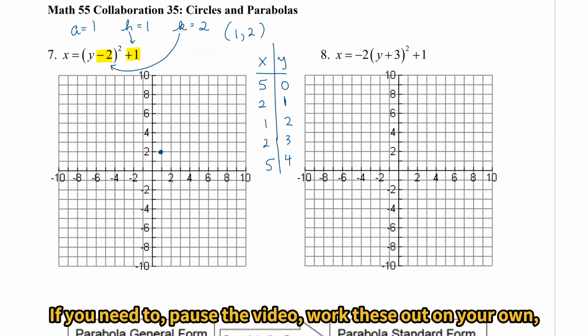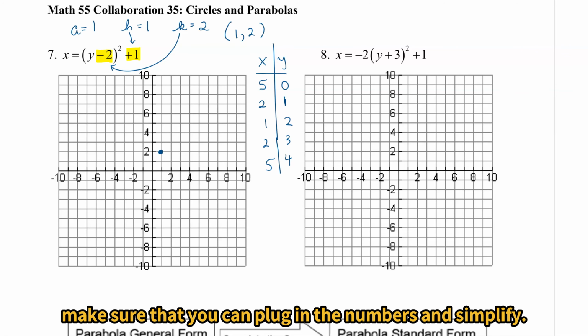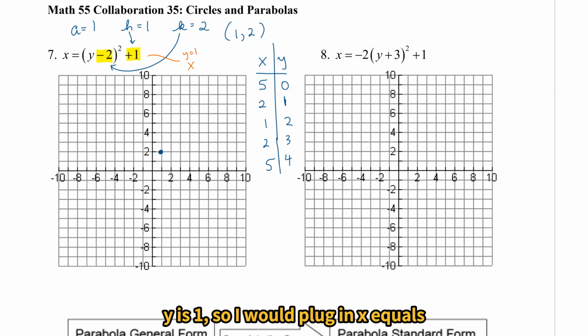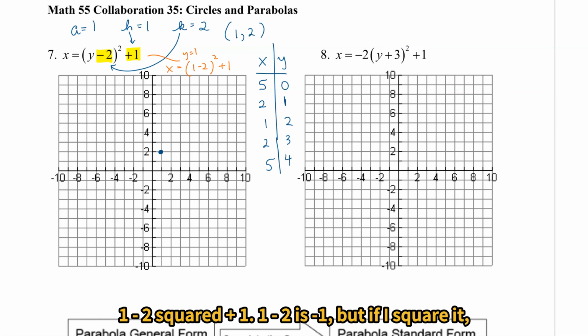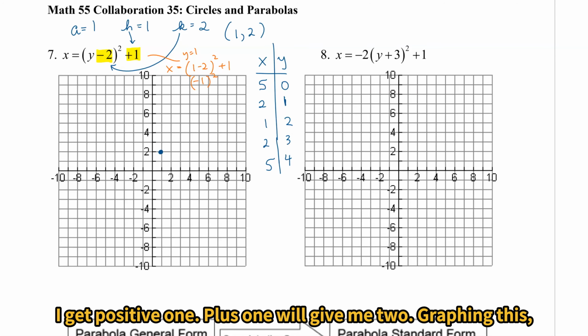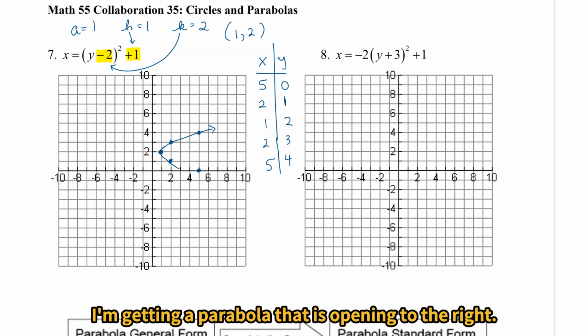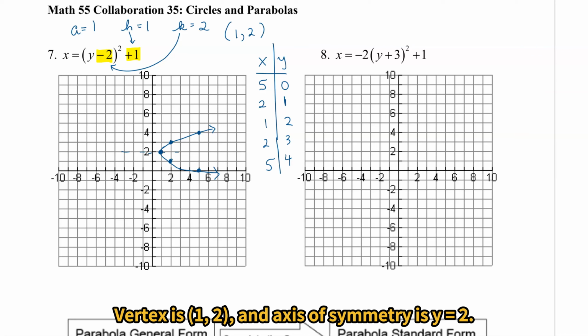If you need to, pause the video, work these out on your own, make sure that you can plug in the numbers and simplify. For example, if y is 1, I would plug in x equals (1 minus 2) squared plus 1. 1 minus 2 is negative 1, but if I square it, I get positive 1, plus 1 will give me 2. Graphing this, since my a is positive, I am getting a parabola that's opening to the right. Vertex is (1, 2), and axis of symmetry is y equals 2.